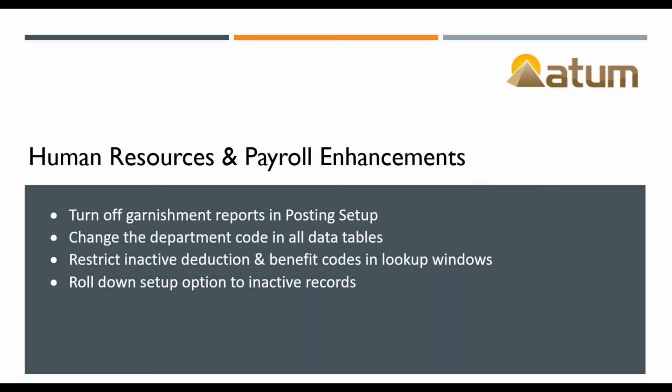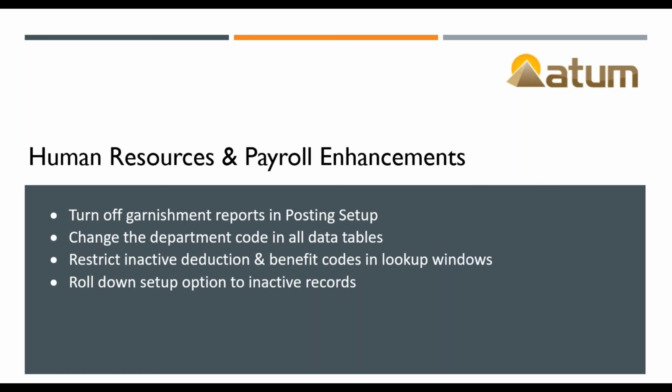Okay, and another enhancement that GP 2018 brings with it is that users can now also restrict what shows up in the deduction lookup window. Essentially, this makes sure that things you don't want to see, especially the inactive records, are not showing on the lookup window on a per user basis. You can restrict both company benefits and deductions as well as employee benefits and deductions on these lookups.